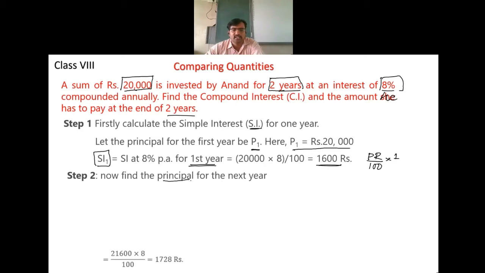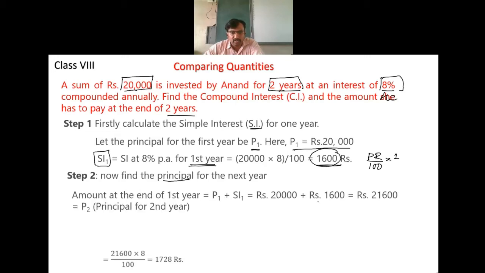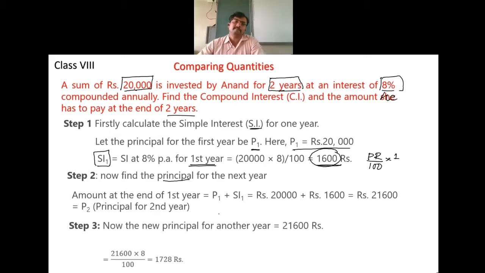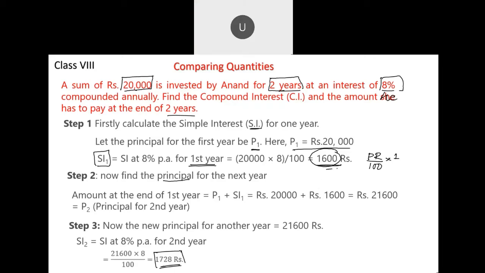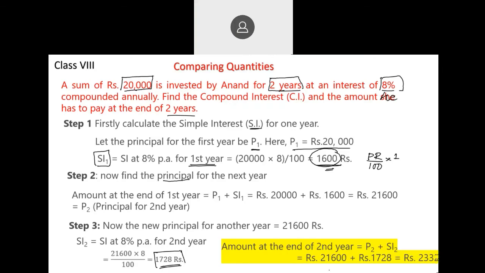What will be the principal for the next year? We have to add the interest of the first year to the principal. Correct. This 1,600 is to be added to 20,000. We get 21,600. This is the principal for the second year. Again we have to find the simple interest for the second year, which comes to 1,728. Now there are two interests obtained. These two interests are to be added up to get the total.